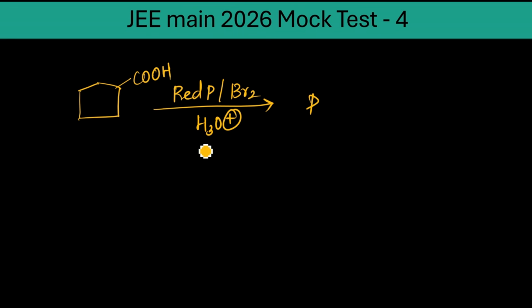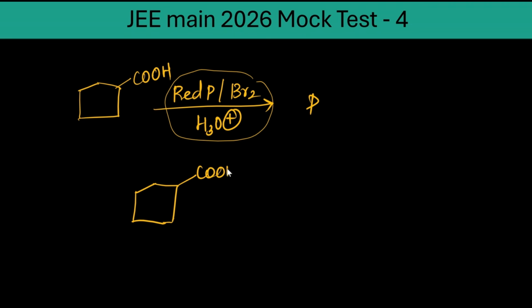The next question, this compound with red phosphorus and Br2. If anyone knows what this named reaction is, let me know in the comments. It is a simple named reaction which affects the alpha hydrogen, which replaces the alpha hydrogen. So the answer to this question becomes very simple, COOH and Br takes place over there.